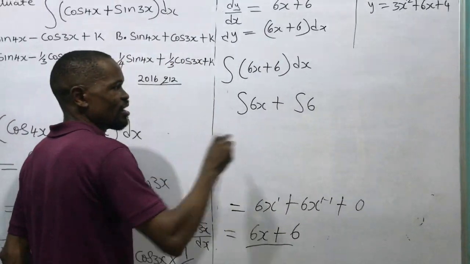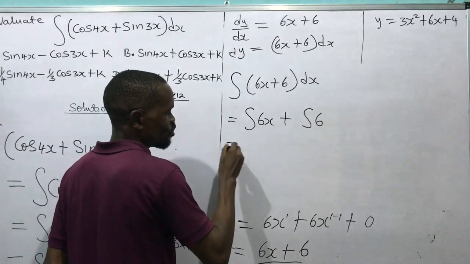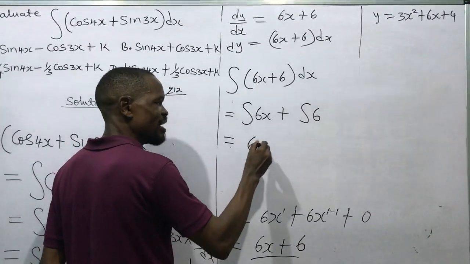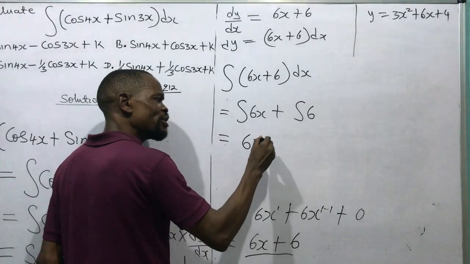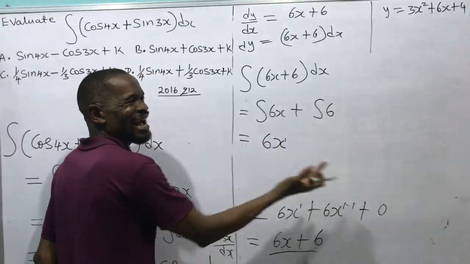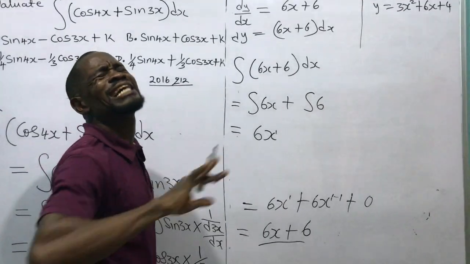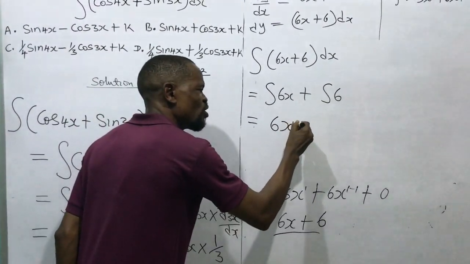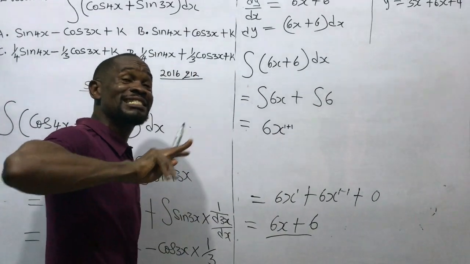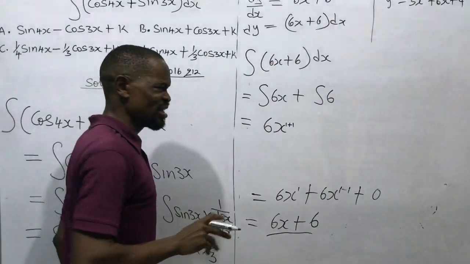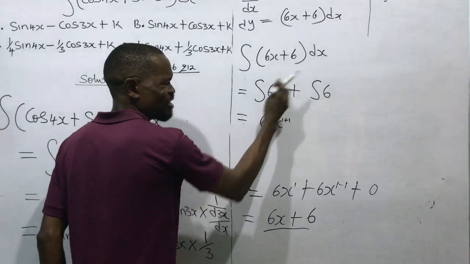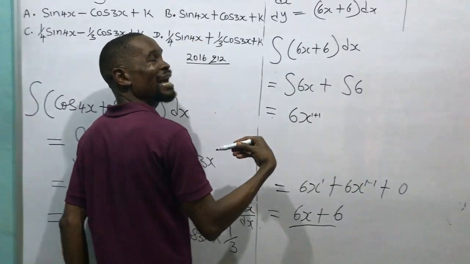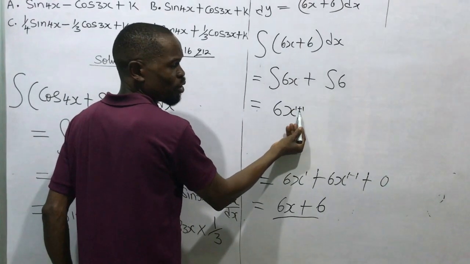Are you getting what I'm saying now? What am I going to have? I will have 6x. I'm now returning, this is raised to the power 1. I'm returning that 1 that I subtracted when I was differentiating. I will return it to be plus 1. You remember that we did minus 1 before. I return it back. This is already raised to the power 1, then returning the 1 I subtracted before, it becomes plus.